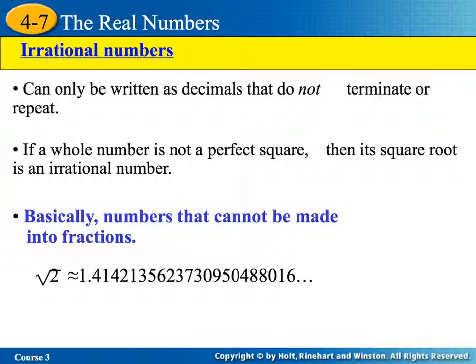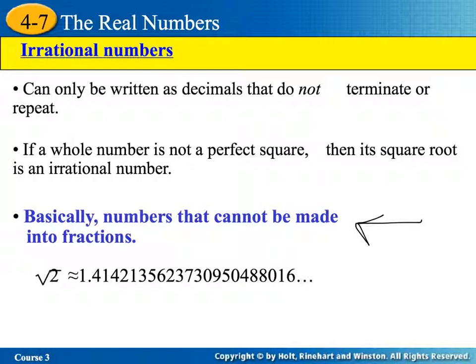Irrational numbers can only be written as decimals that do not terminate and do not repeat. That means they keep going on and on forever, yet never repeat. If you look at the very bottom one, the square root of 2, that's an easy one. The square root of 2 is an irrational number. We know rational numbers can be written as fractions, while an irrational number cannot be made into a fraction, as you see here.